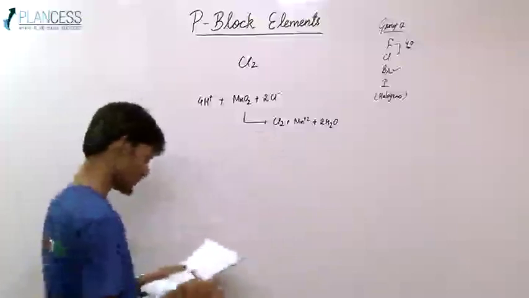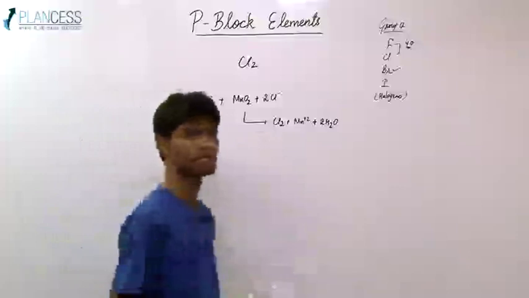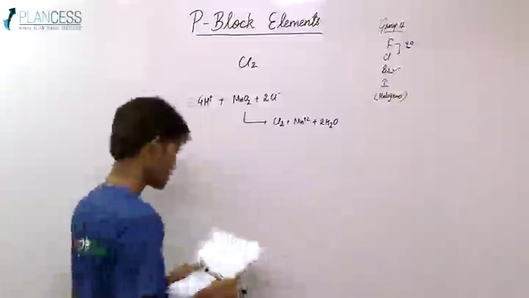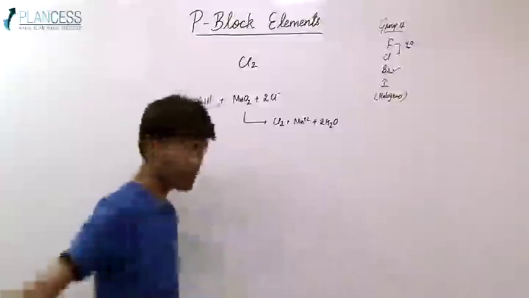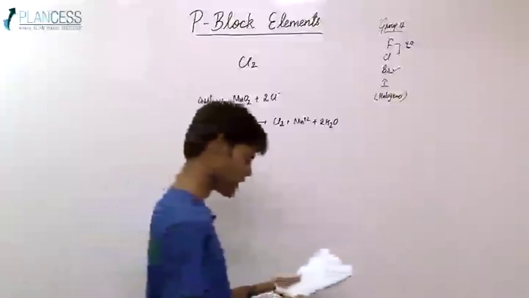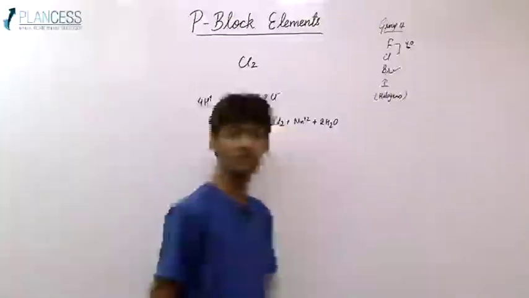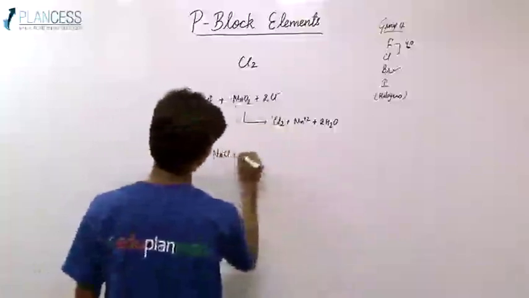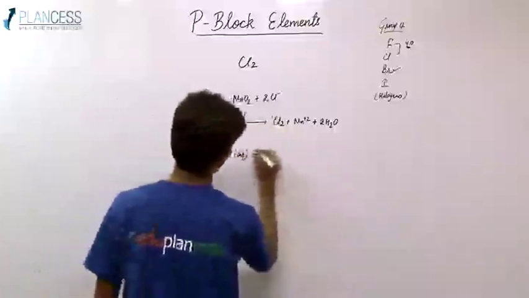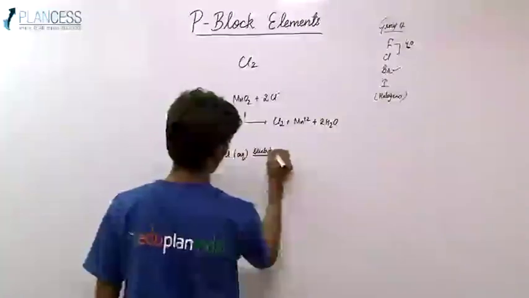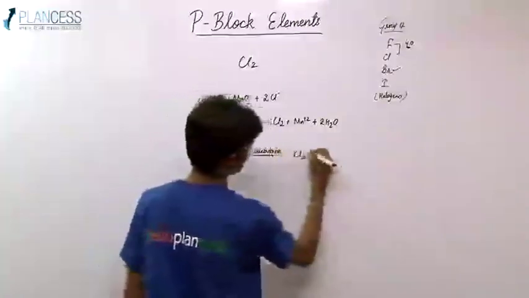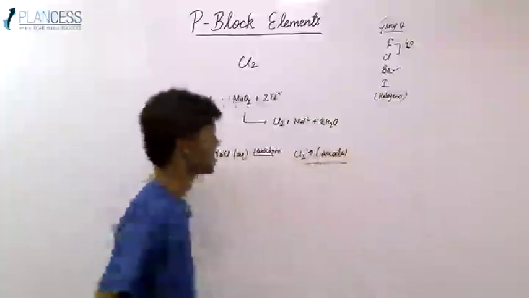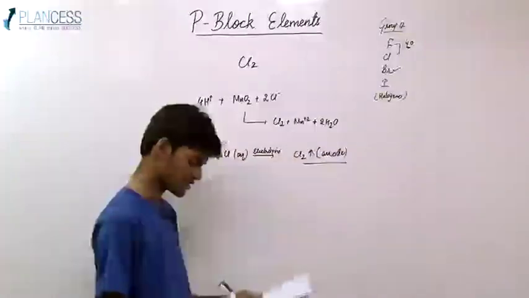Manufacture of chlorine is again done by the electrolytic process, electrolysis of NaCl or brine solution, concentrated NaCl solution. In this case, chlorine is liberated at anode, and it is obtained as a byproduct in many chemical industries such as manufacturing of sodium hydroxide. So in case of aqueous NaCl, when electrolysis is done, chlorine gas is evolved at anode, that is the positive electrode.